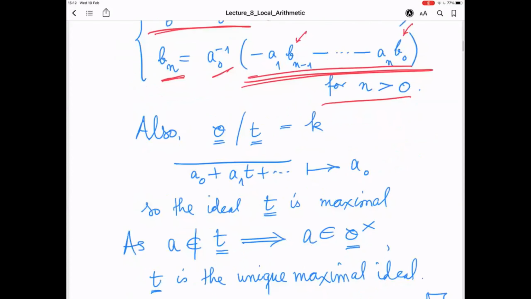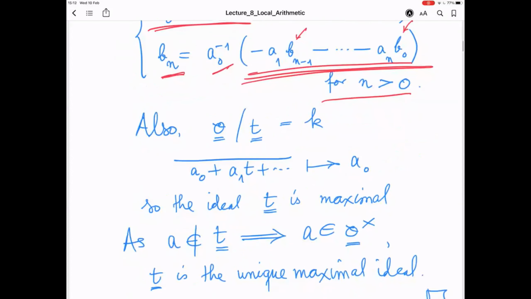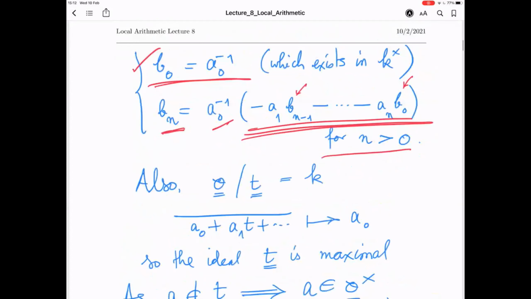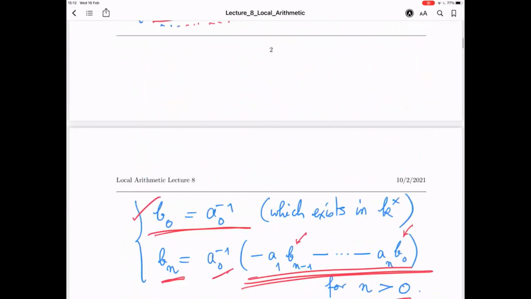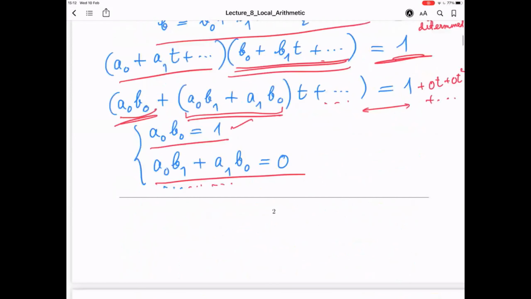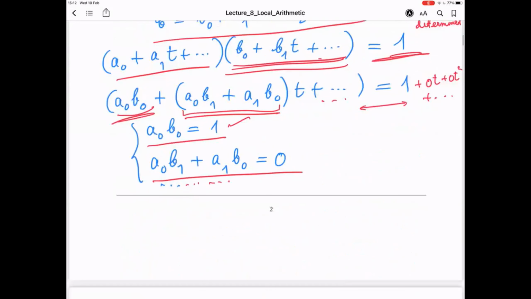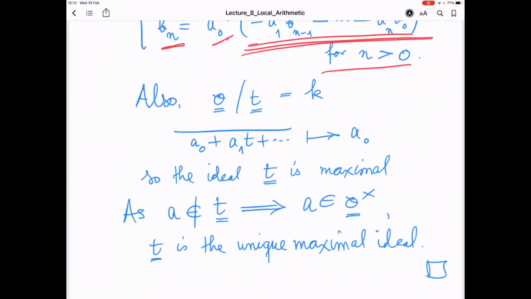So that gives you all the B's and you got your A inverse. You solve for this, and therefore we can show that if A is not in the ideal generated by t, then A is actually a unit.